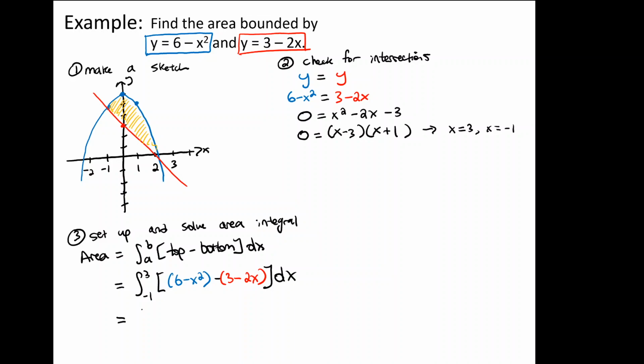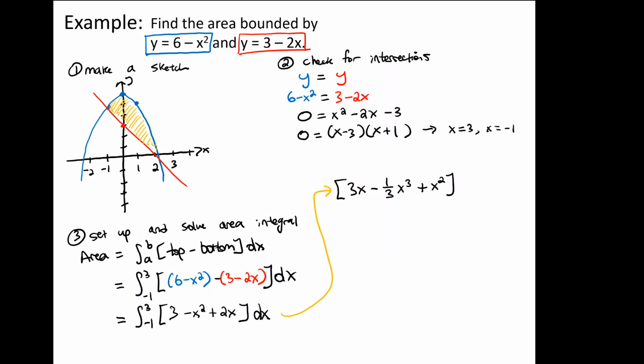Okay, before integrating, we have to simplify. Let's collect like terms. 6 minus 3, we get 3. And then nothing else combines, negative x squared minus minus, so plus 2x. Now we will integrate this. Take the antiderivative. The antiderivative of 3 is 3x. Antiderivative of x squared is 1 over 3 x cubed. And then the antiderivative of 2x is x squared. And then we'll evaluate this from -1 to 3.